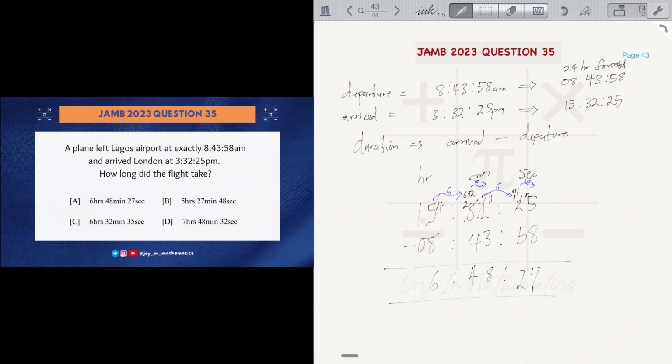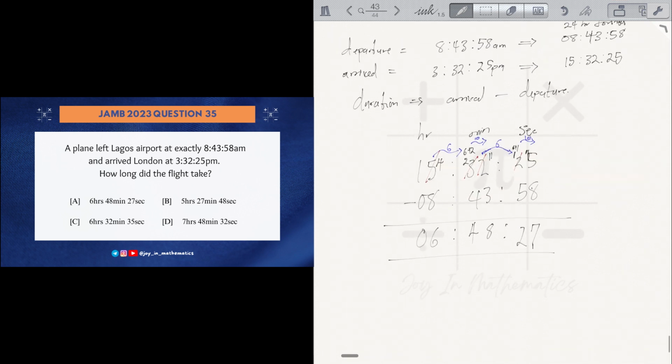So the exact duration is given as 6 hours 48 minutes and 27 seconds, and this is option A.